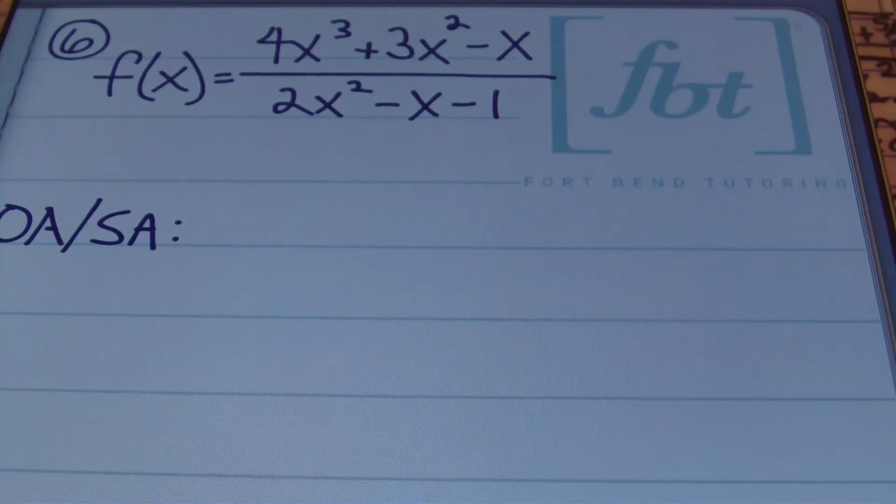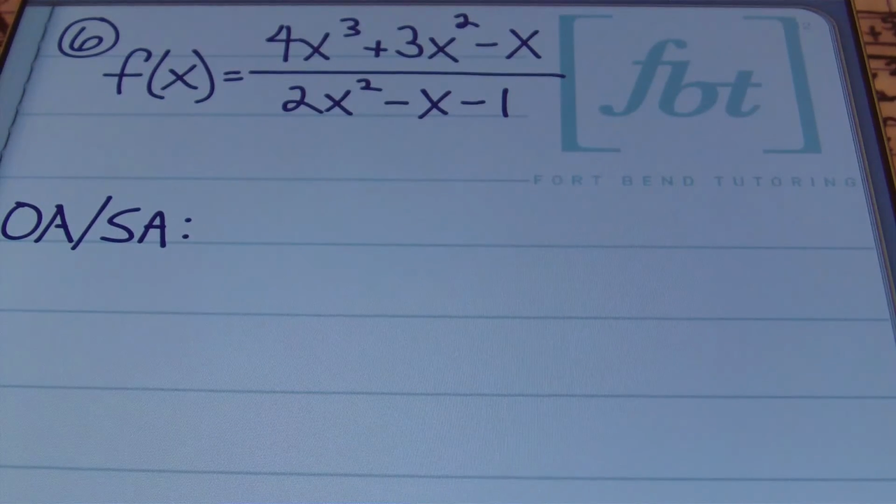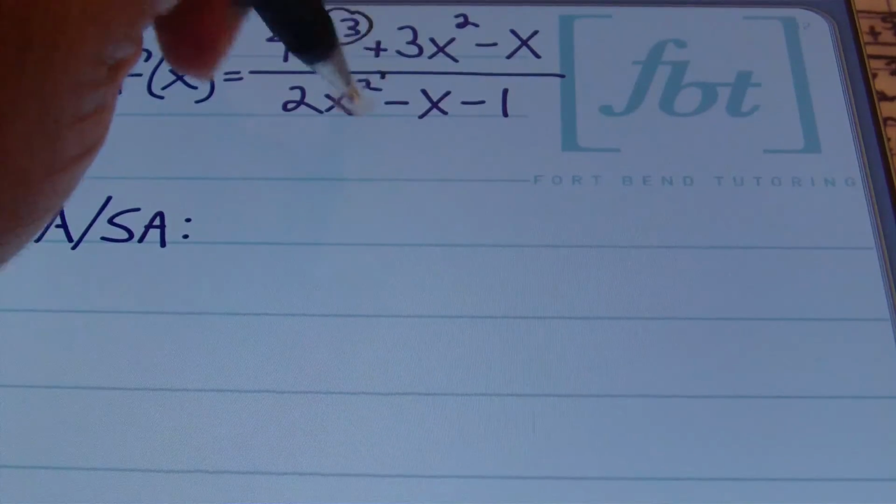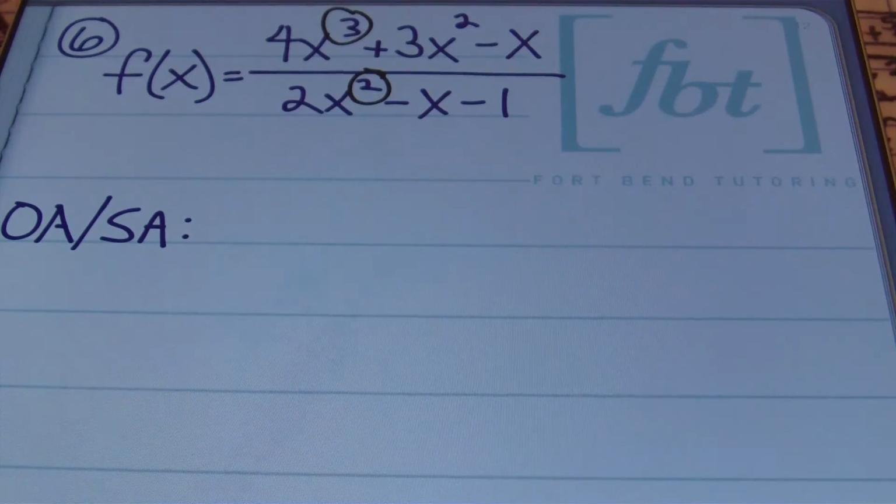For problem number 6, we have f of x equals 4x cubed plus 3x squared minus x divided by 2x squared minus x minus 1. Once again, I'm focusing on the degrees of the numerator and the denominator. The highest degree in the numerator is 3, whereas the highest degree in the denominator is 2. The numerator is 1 more than the highest degree in the denominator, therefore, we will have an oblique asymptote. So we'll use long division for this.